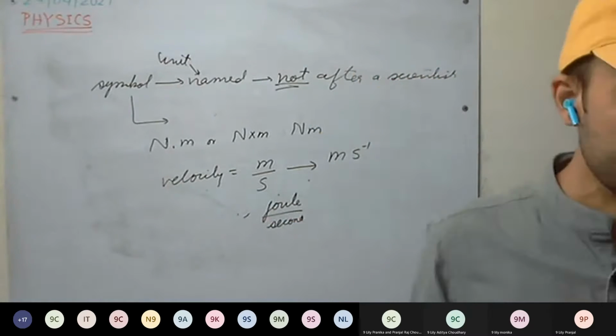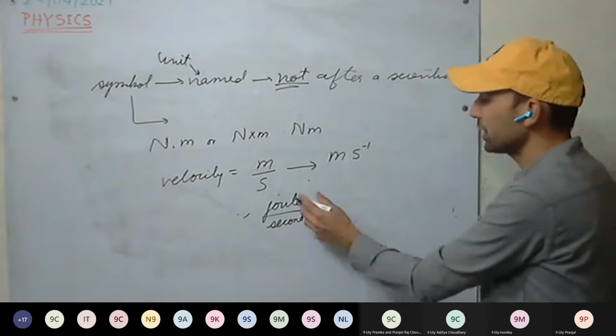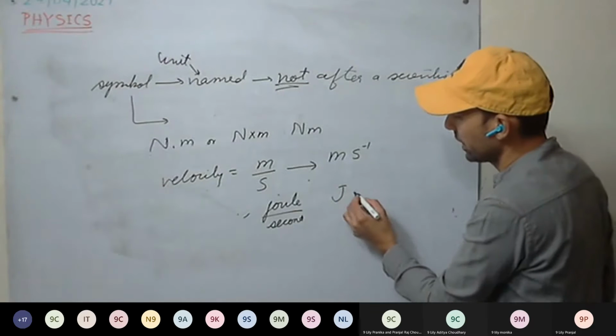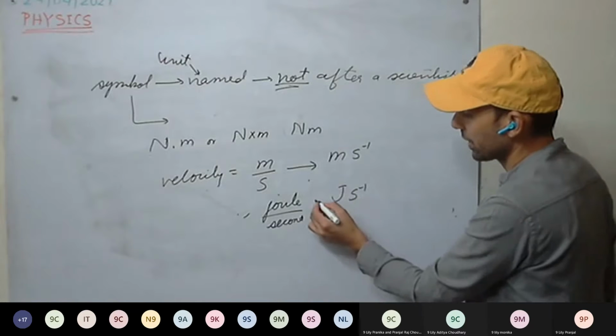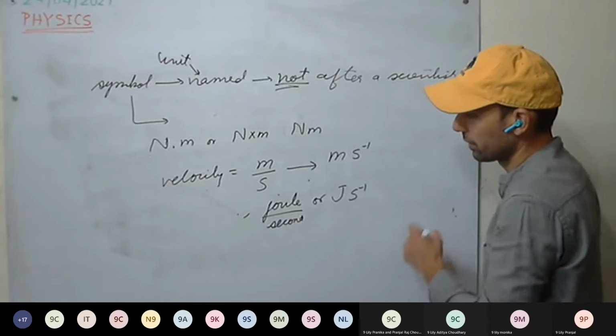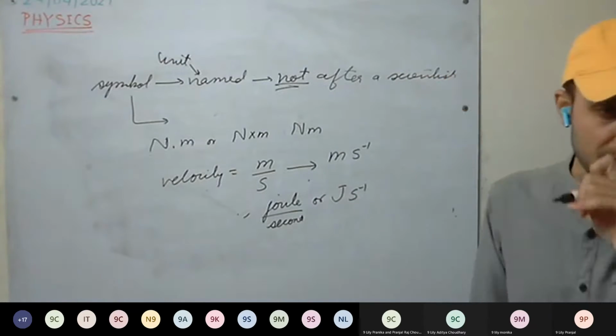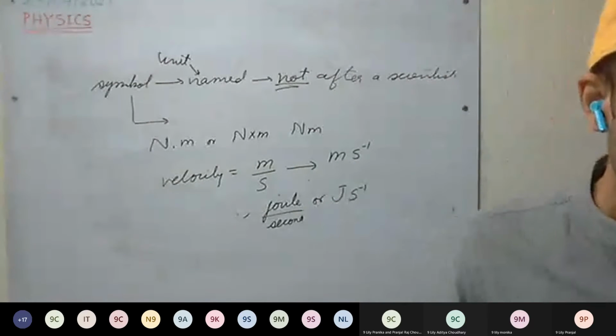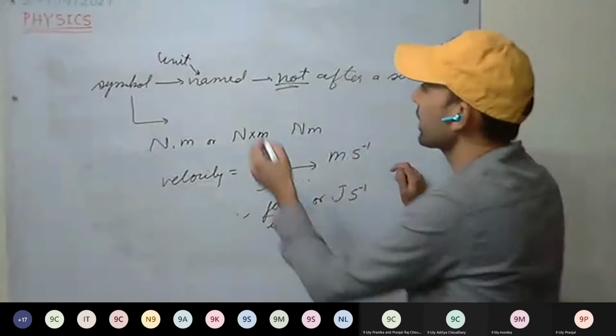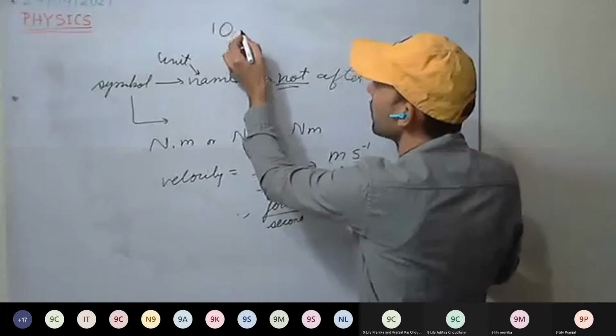So we can write it as joule. Joule is named after a scientist, so capital J. Second is not named after a scientist, so we can write it like this or this way. Understood this one?